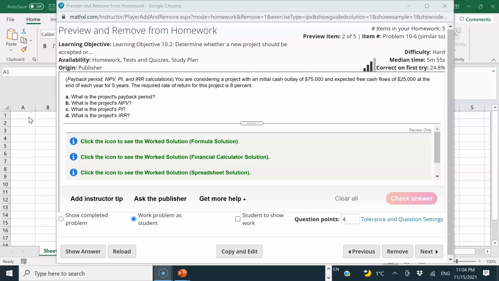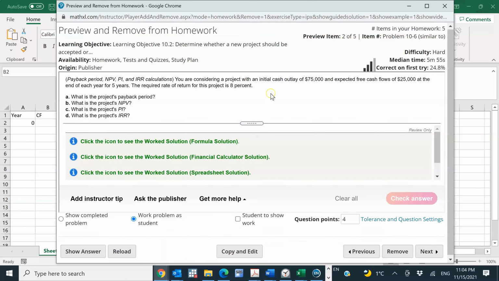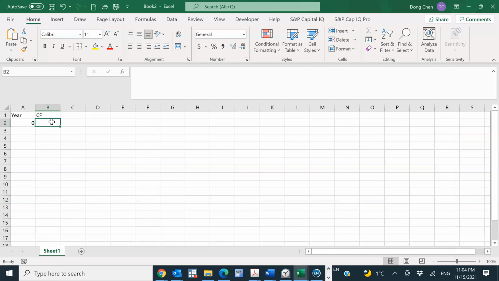So let me put down the information in my worksheet. The first column is the year, and the second column is the cash flow. The current time period is 0, and the cash flow is, as we were told, the cash outlay, right? So 75,000. This is a negative number.